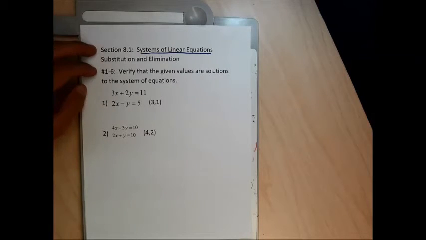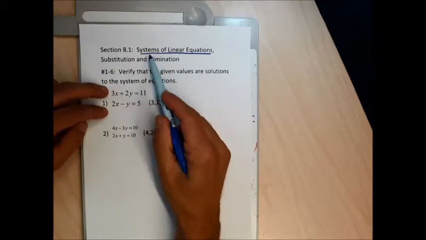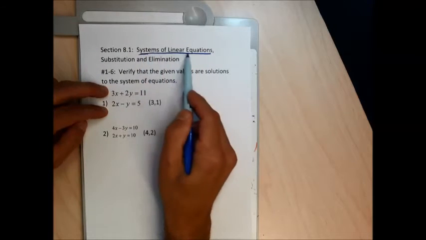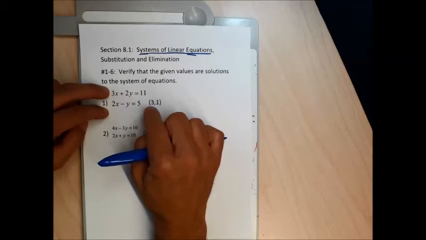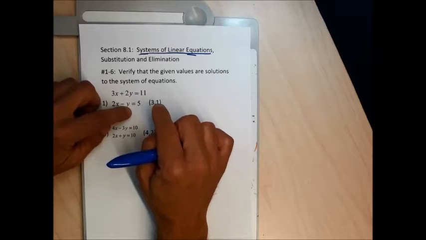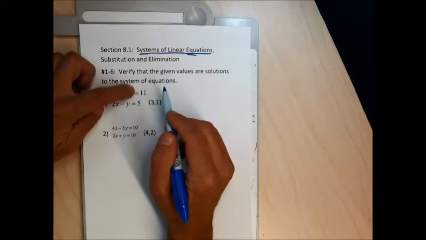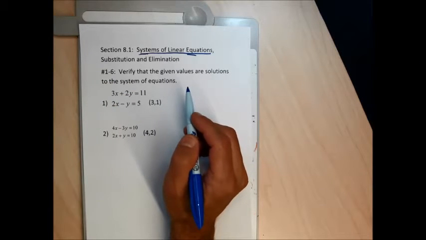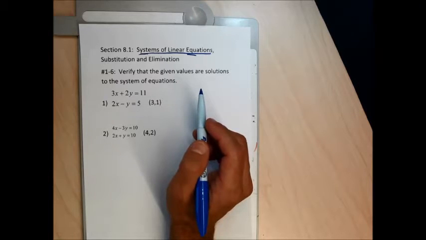Section 8.1 is called Systems of Linear Equations. Each of the problems in section 8.1 will have at least two equations. You need two or more equations to be a system of equations. So this would be a system of equations. It's more than one equation. Equations have equal signs. And they're linear equations because the x's and the y's don't have exponents. If we had exponents for either the x or the y, then it wouldn't be a linear equation, a system of linear equations.